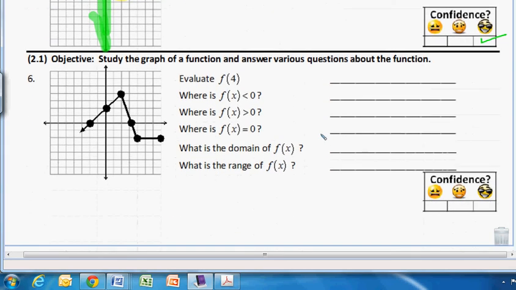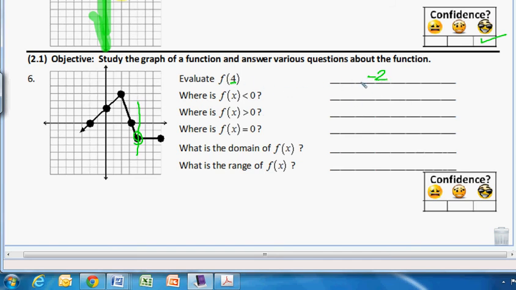All right, number 6. We want to study the graph and then figure out what's going on. We can evaluate this function in a lot of different ways. So first of all, we want to evaluate. Evaluate means this is our x value. So go on to the x-axis at 4. If you were to draw a line, where is it intersecting our graph? It's right here at -2. Okay, so when x is at 4, our y value is -2.